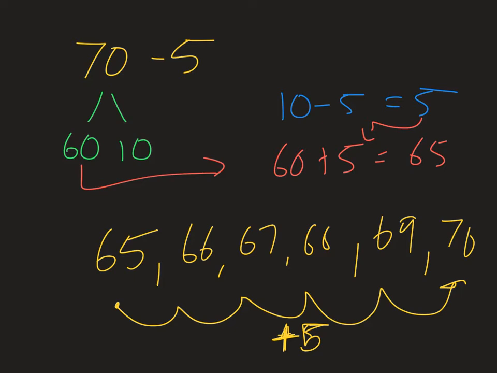Let's try another example. Let's look at another number, 80. 80 minus 8. Okay, so we need to number bond 80. The first thing we do is pull out 10, because we want our favorite friendly number to help us make subtraction easier. But now we have to ask ourselves, when we pull out 10, what's the other part that makes up 80?